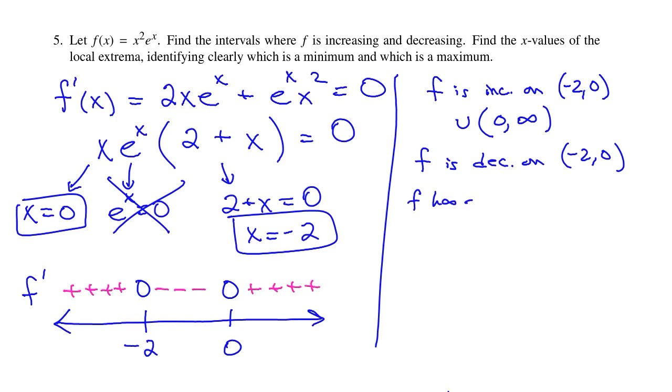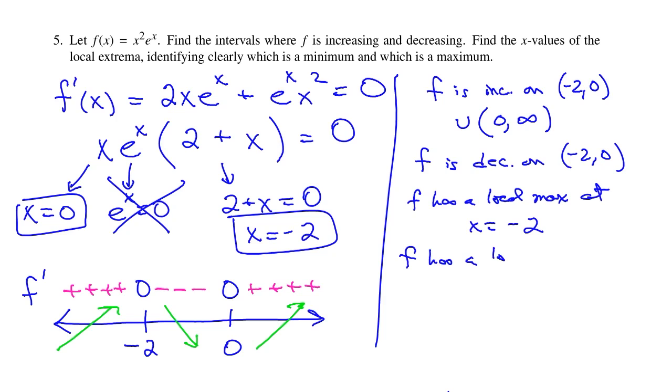F has a local max at x equals -2 because that's where it went from increasing to decreasing. And then f has a local min at x equals 0.